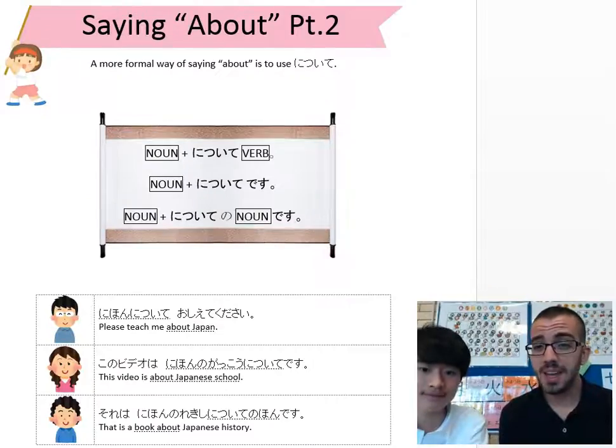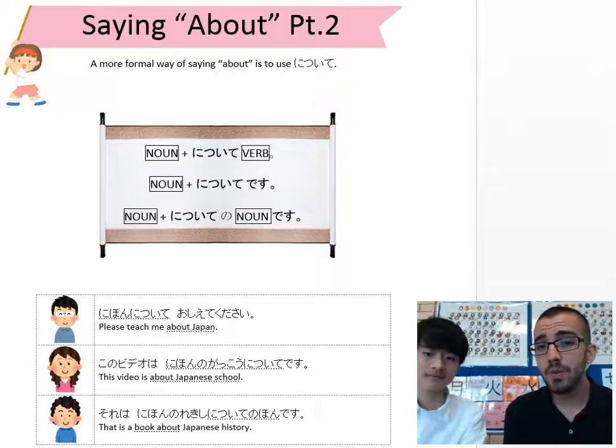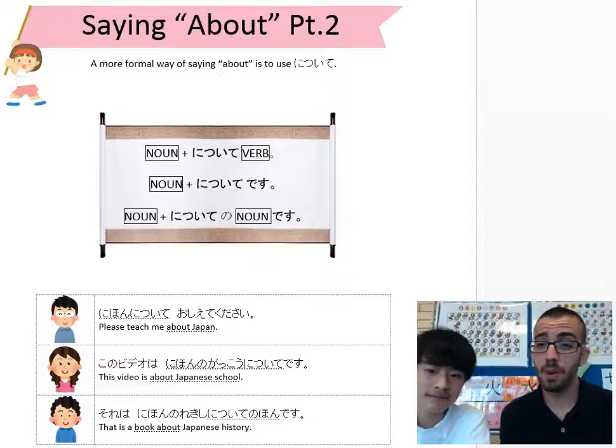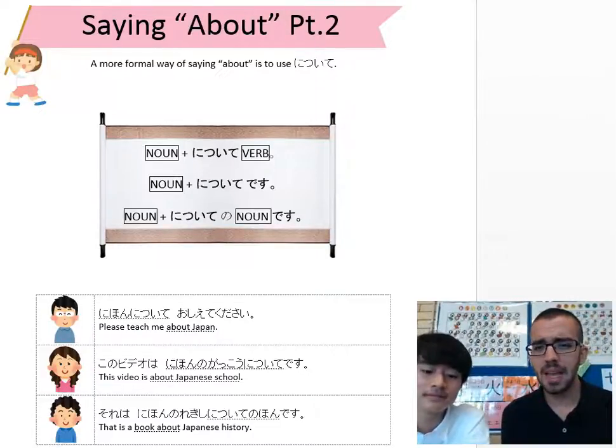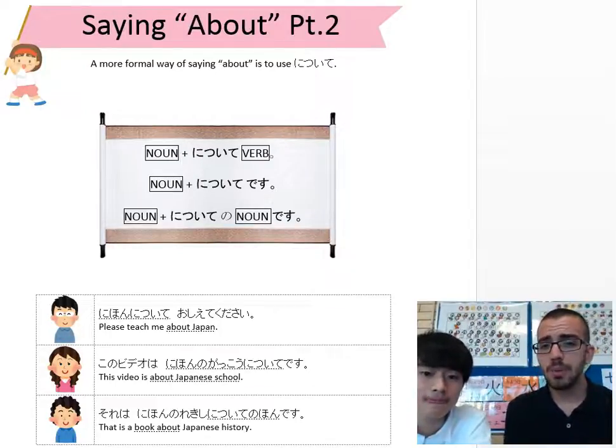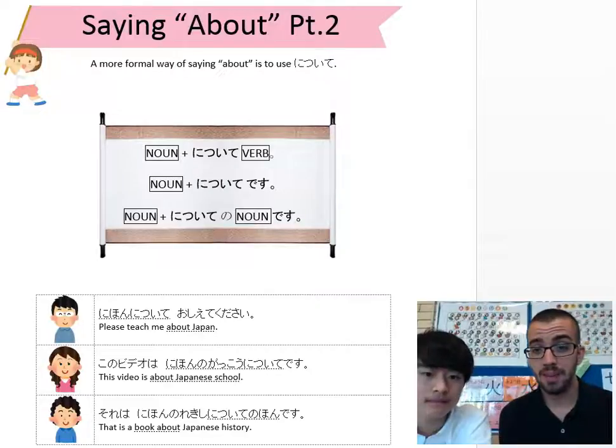There is another way of saying about. It's nitsuite. And this is a slightly more formal way of saying about. However, they both mean effectively the same thing. Let's have a look at some example sentences and see how it presents itself. So for example, please teach me about Japan.